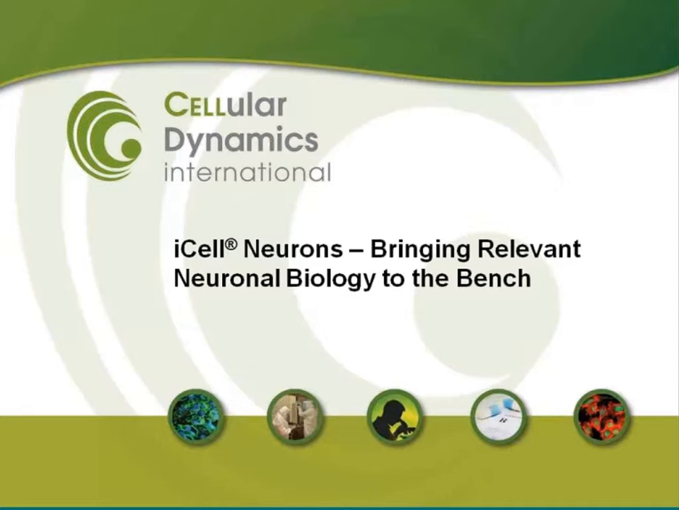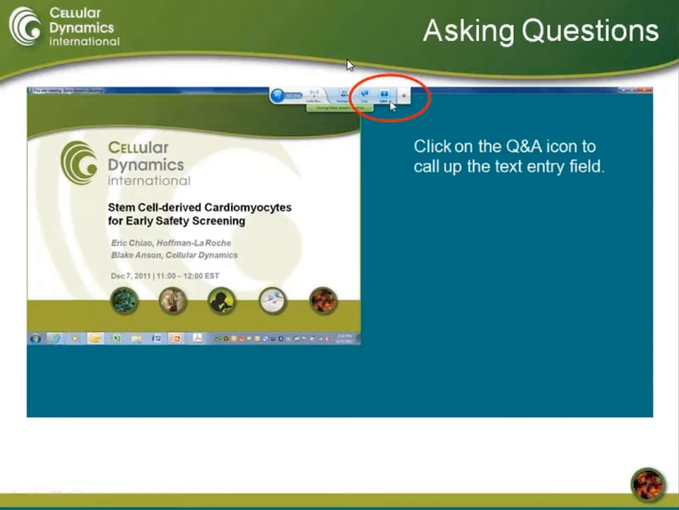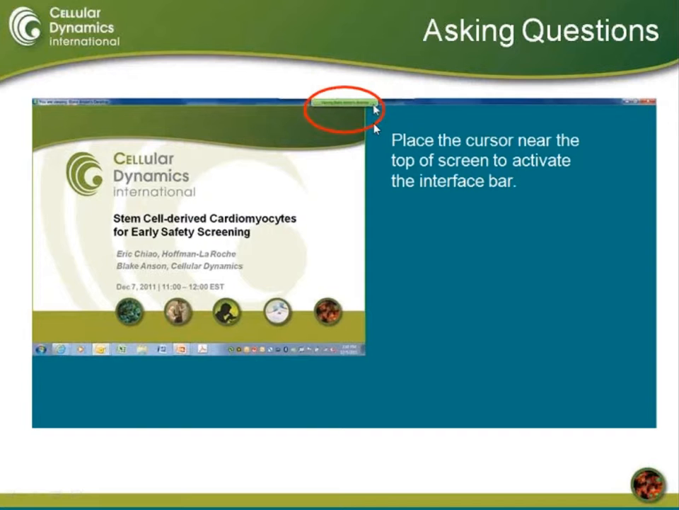My name is Rachel Lanis, and I'm a technical applications scientist here at Cellular Dynamics International. I work primarily with the iCell Neurons product, both in application development as well as providing technical support, both internally and in the field. So this morning, we're going to be talking about the iCell Neuron product and its use in bringing relevant neuronal biology to the bench.